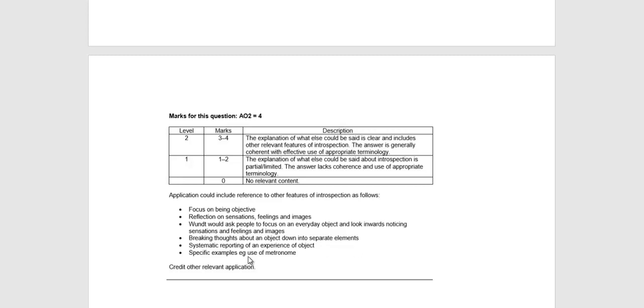Okay, so you could use the example of the metronome as well. So have a look at that. And there's the banding levels, all right, to give you an idea of how your work was marked.